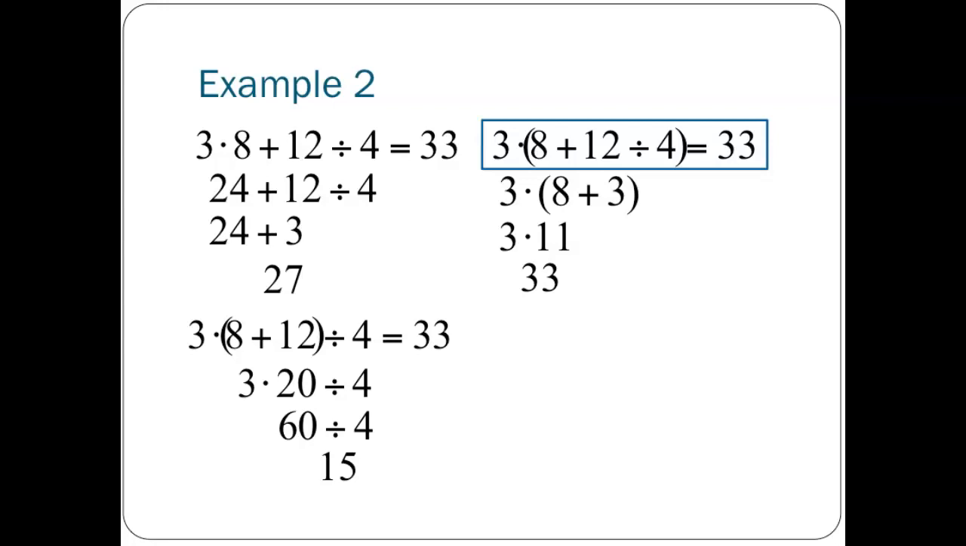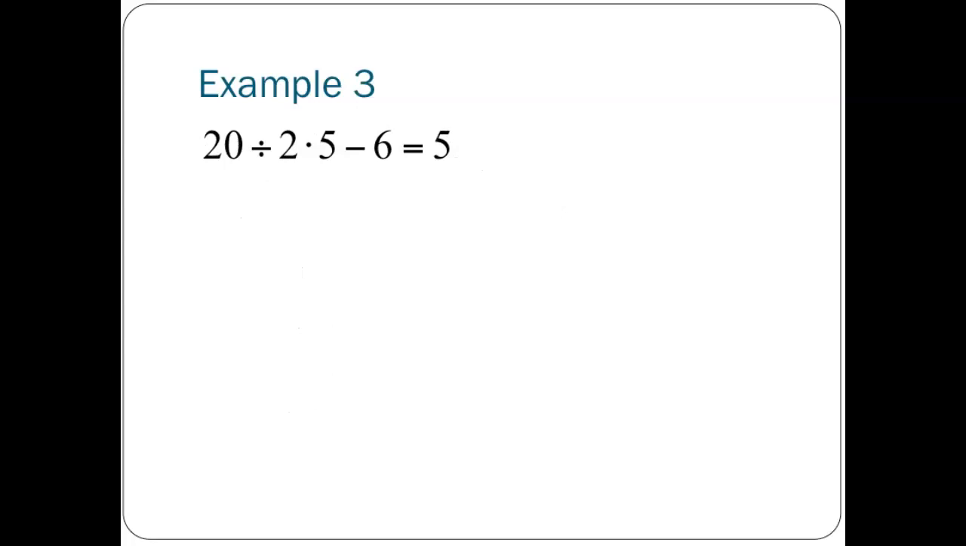All right, we'll do one more example. We have 20 divided by 2 times 5 minus 6 equals 5. All right, so again, let's start off by seeing what happens if we just applied PEMDAS to the expression on the left. So we have 20 divided by 2, which is 10, and then now we do the multiplication. Remember, multiplication and division is in order from left to right. So 10 times 5 is 50. So now we have 50 minus 6, which is equal to 44.